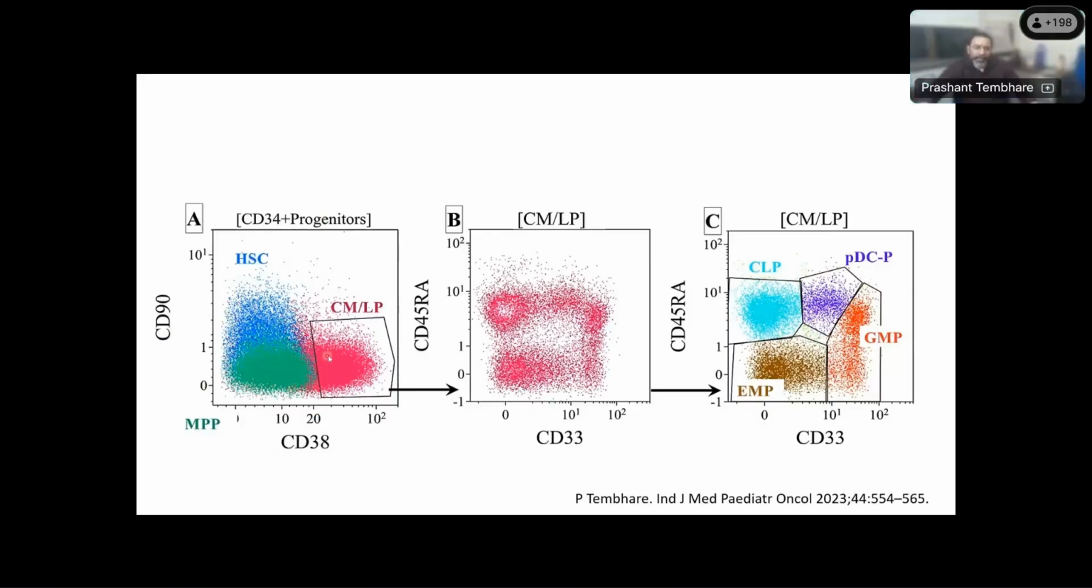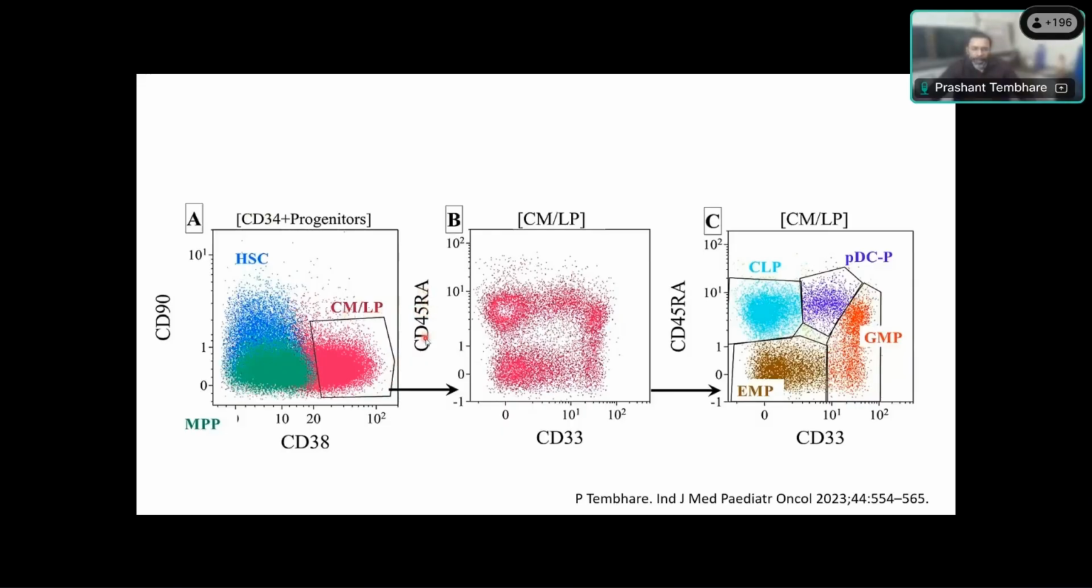Now there is a population which is CD90 negative, close to 0 here, but CD38 positive. This population is called a common progenitor, either common myeloid or lymphoid progenitor. So here you can see the common myeloid lymphoid progenitor, which is CD38 positive, CD34 positive, but CD90 is negative.